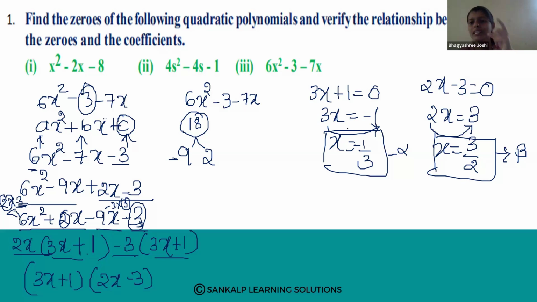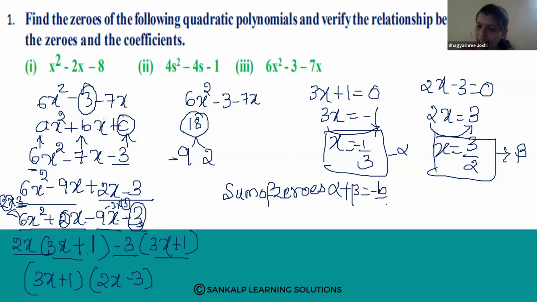Alpha plus beta is equal to minus b divided by a. Yes or no, dear children? Sum of zeros: alpha plus beta is equal to minus b divided by a. Alpha value is minus 1 divided by 3, plus beta value is 3 divided by 2. So 3 divided by 2 is equal to minus, keep as it is.